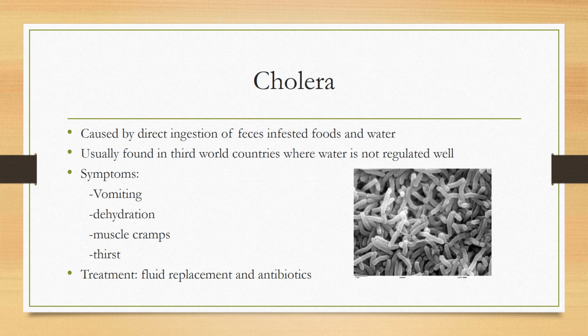Cholera is the next one. It is caused by direct ingestion of feces-infested foods and waters, usually found in third world countries where water is not regulated well, and the irrigation systems are just not the best. Symptoms do include vomiting, dehydration, muscle cramps, and thirst. Treatments are fluid replacement and antibiotics. By fluid replacement, it's like a flush of medicated fluids that help get the bacteria out of the system.